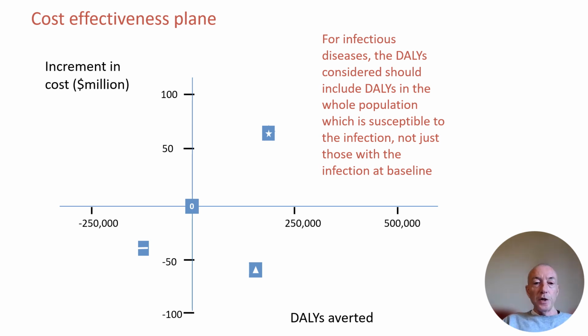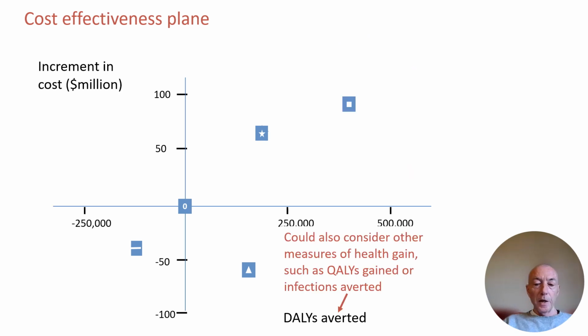So for infectious diseases, we just want to note that the DALYs considered should include DALYs in the whole population which is susceptible to the infection, not just those with the infection at baseline. Now I'm showing you DALYs here and DALYs averted, but we could also consider other measures of health gain such as QALYs or infections averted.